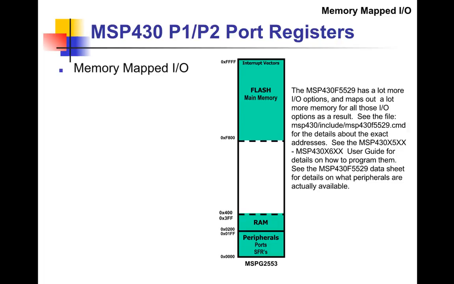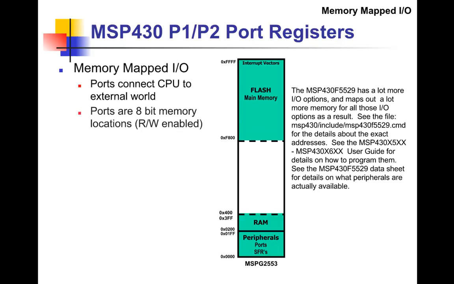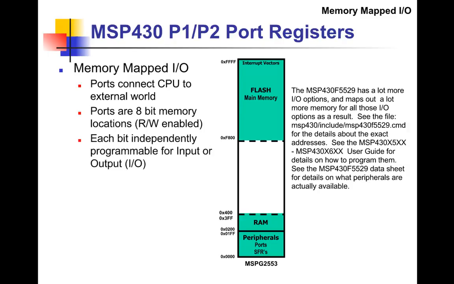So memory mapped I/O is where your input-output ports are just in with all the rest of your memory. The I/O ports connect the CPU to the outside world. The ports are 8-bit memory locations, and these general purpose I/O ports can be read or written. In other words, they could be input or output. Each bit is independently programmable. This isn't always the case. In some simpler processors you have to program the whole port one way or the other, but in these processors you can have some pins be inputs and some be outputs.